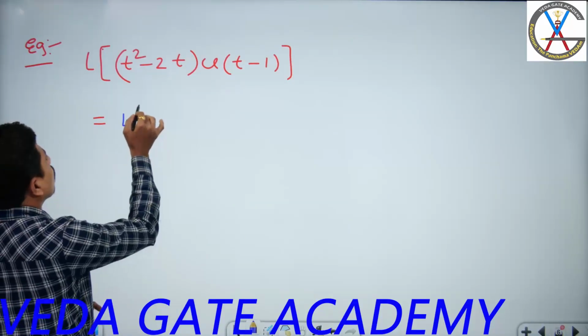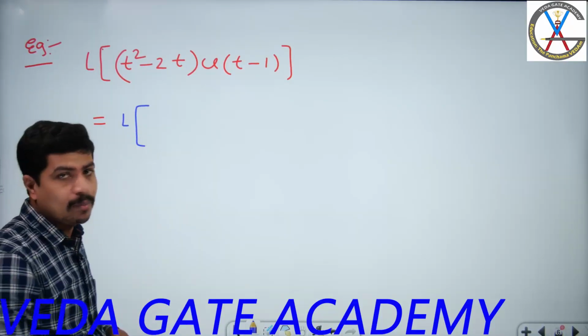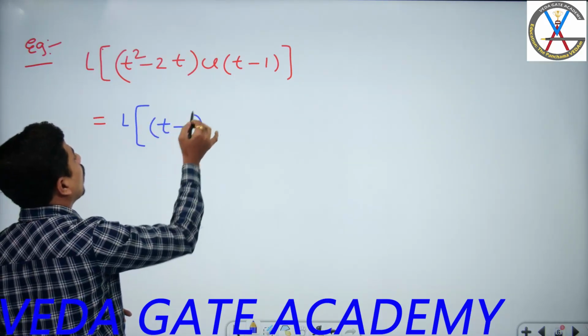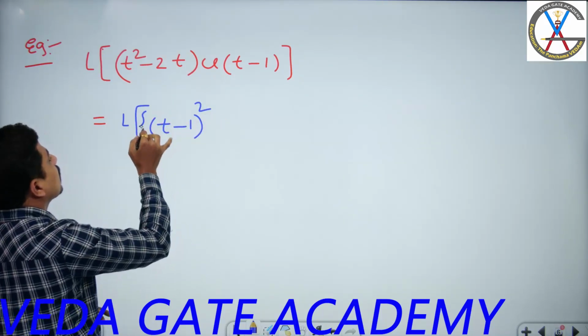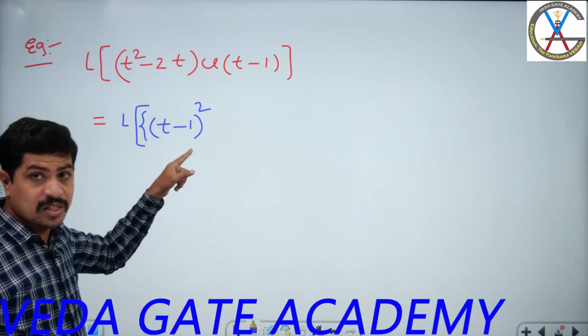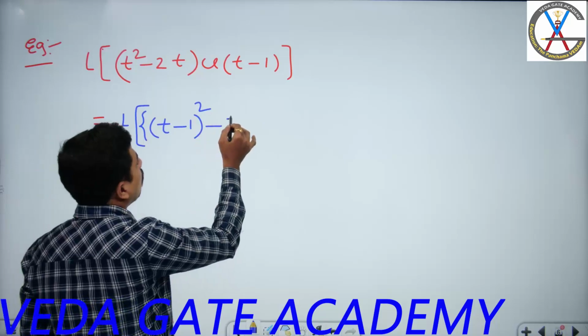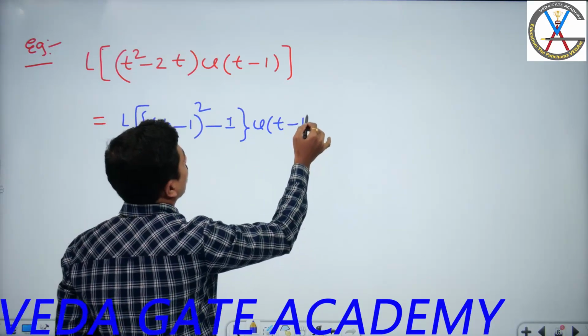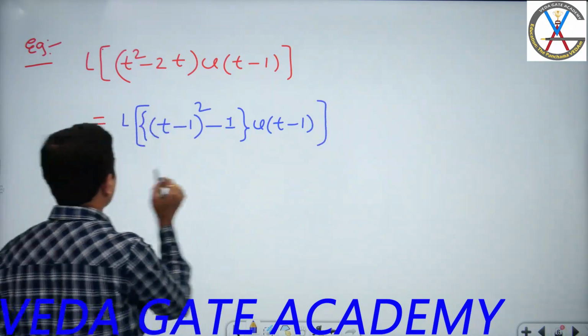Very simply, we know the a minus b whole square formula. Here, let me write this as t minus 1 whole square. If I take t minus 1 whole square, what do we have? t square minus 2t plus 1 is extra. Remove that; take the extra into u of t minus 1.